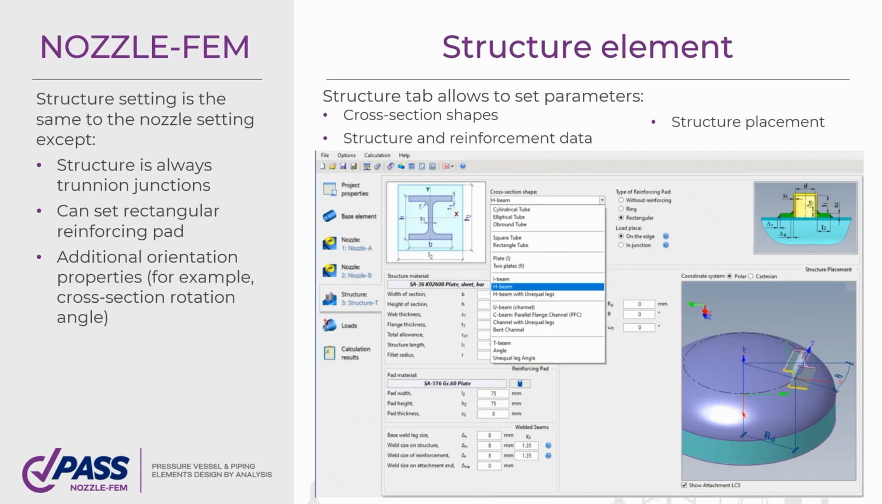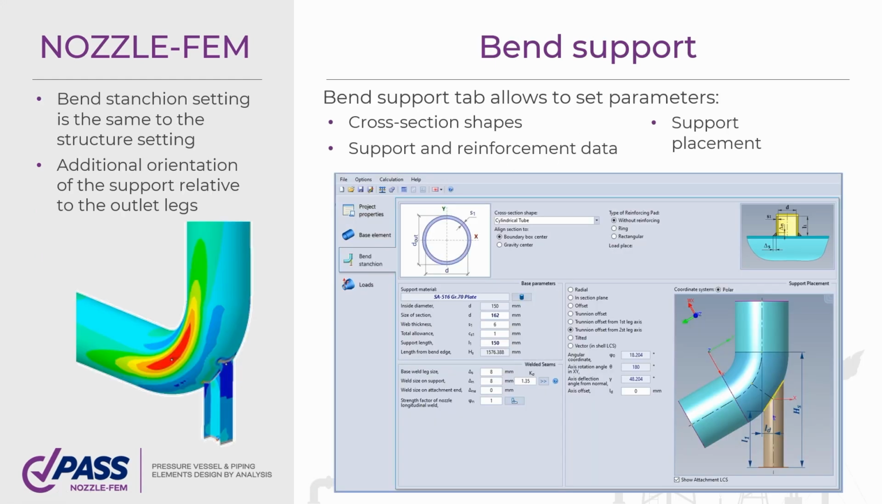Structure element setting is the same as the nozzle setting, except a structure is always a trunnion junction. You can set not only a round but a rectangular reinforcing plate, and additional orientation properties, for example, cross-section rotation angle, and different cross-section shapes, such as square and rectangular tube, plate, beams with different shapes: I, H, U, C, T, angle, and others.